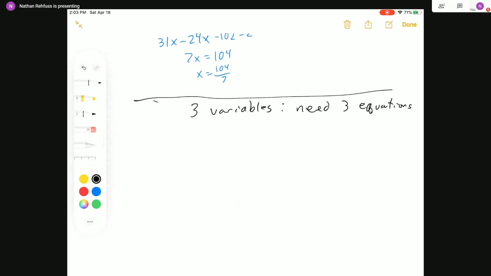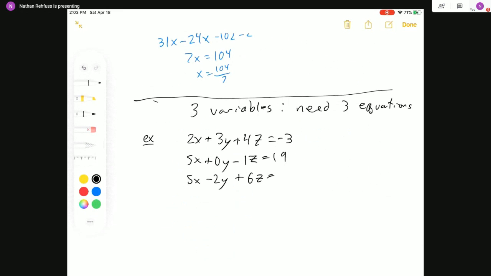For example, a problem could look like, oh boy, here we go. 2x plus 3y plus 4z equals negative 3. 5x plus 0y minus 1z equals 19. And 5x minus 2y plus 6z equals 36. Each one of these is the equation for a flat sheet in a three-dimensional room, and you're trying to decide how many intersections they have. The answers that are possible are still 0, 1, or infinity, but the thing gets a little harder to visualize.